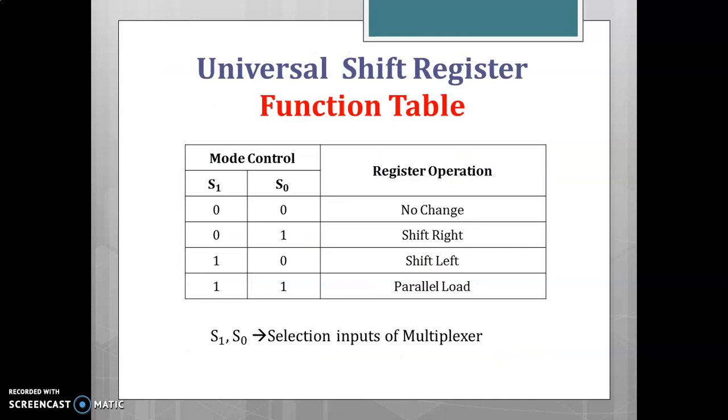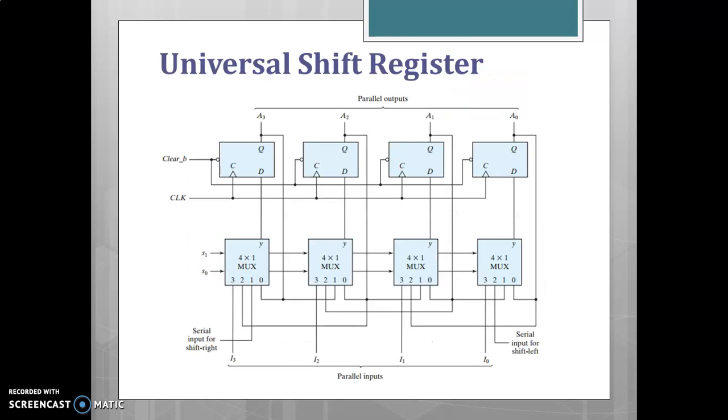When S1, S0 is 1, 1, the binary information in the parallel lines, that is I3, I2, I1, I0, is transferred to the registers simultaneously during the clock.